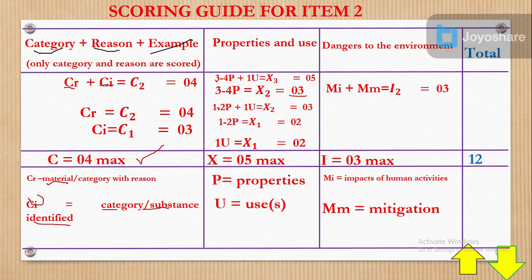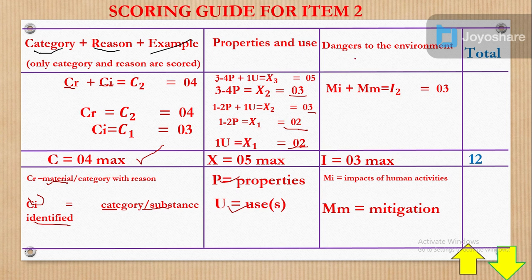But if you give 1 to 2 properties and 1 use, then you get 3. And if you give 1 to 2 properties without a use, you get 2. And once you give 1 use without a property, you still get a 2. I hope that really makes sense. The word P means property, the word U means uses. And the maximum score there is 5 marks.